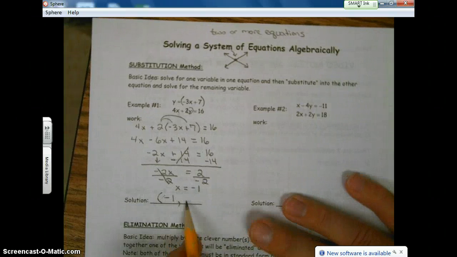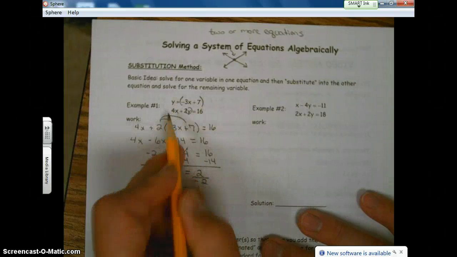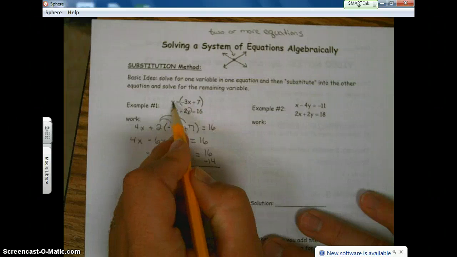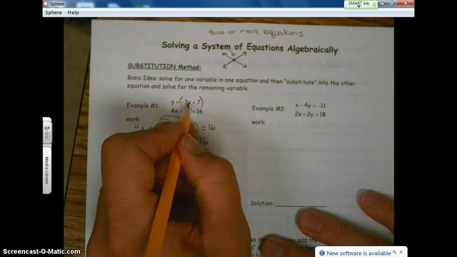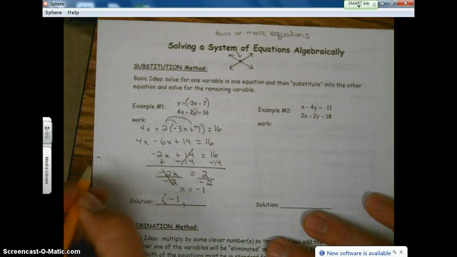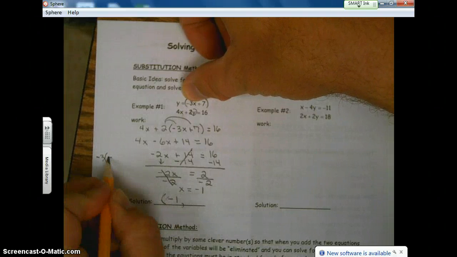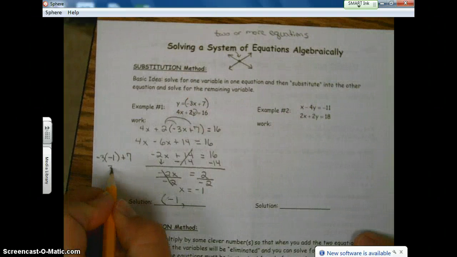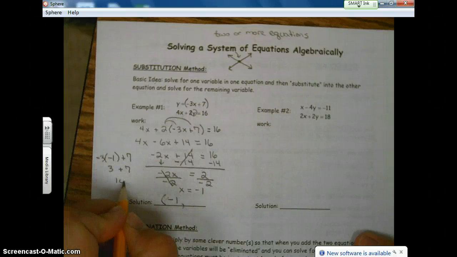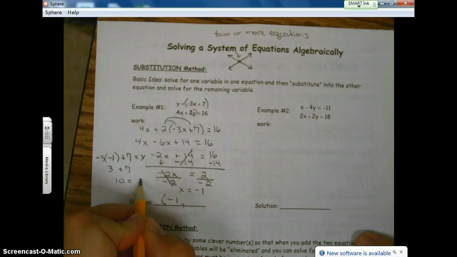Now we have to find the y-coordinate for our solution. So we're going to plug it back in. You could plug it into either one, but it's going to be easier if you plug it into the first one, the one that you solved for. So if I want to find y, I'm going to plug it into the one where it says y equals. So we have negative 3 times negative 1. I'll do it over here on the side. Negative 3. I'm going to substitute my negative 1 in. Plus 7. And then that's going to give us 3 plus 7. And that's going to give us 10. So y equals 10.